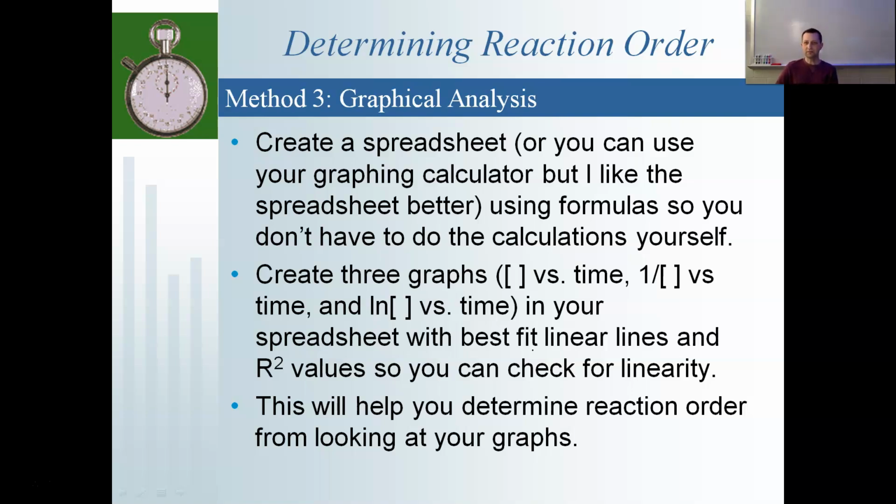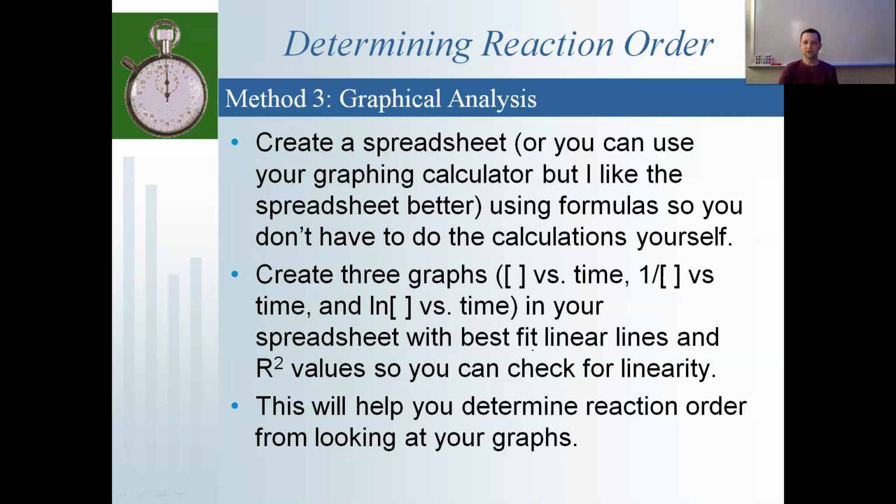You want to make a spreadsheet where you have concentration versus time, natural log of concentration versus time, and 1 over concentration versus time. And you want to create 3 graphs on your spreadsheet. So then you plug in your data, and the graphs are going to be made for you already, and you can see what order reaction you're going to have. This is going to help you determine a reaction order from looking at your graphs. It's going to save you a lot of time.